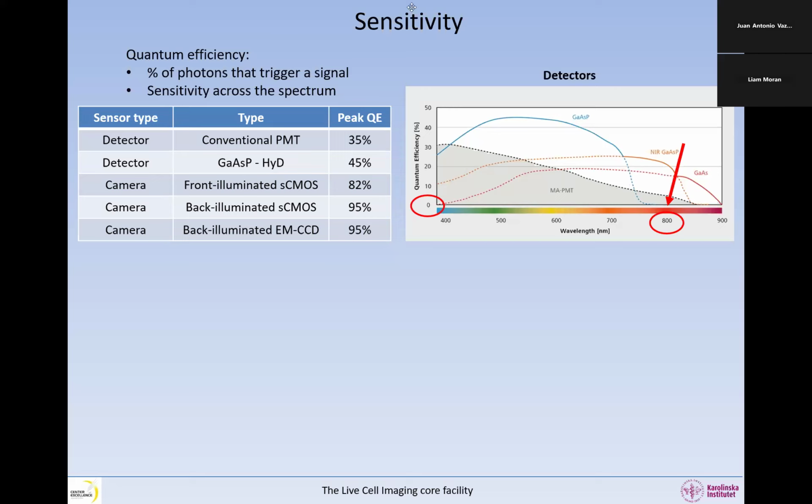Sorry, that's Sophie. I was wondering, how do these things get older? How long can you use them and assume perfect quantum efficiency? The detectors, you mean? Yes. In general, the detectors are not the first thing to go.